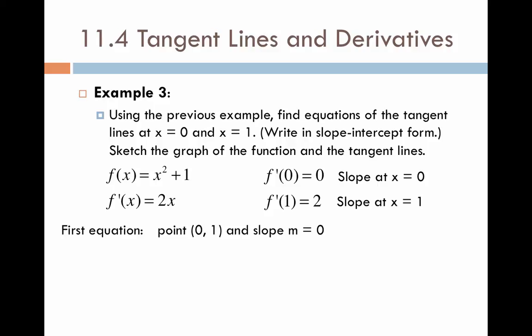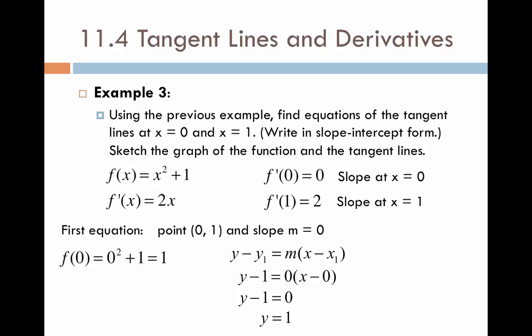So the first equation, we have the point 0, 1 and slope m equals 0. Now how do we get this point 0, 1? You plug 0, the x value, into the original equation to get the corresponding y value. Then we use point slope form. We plug in 1 for y1, 0 for m, and 0 for x1. And then we simplify. So I get y equals 1. So that's the equation of the first tangent line.